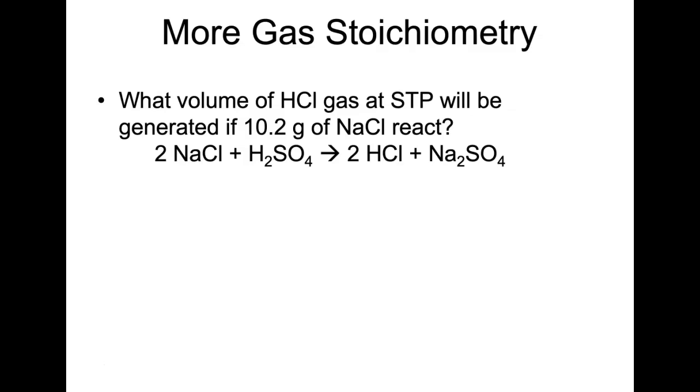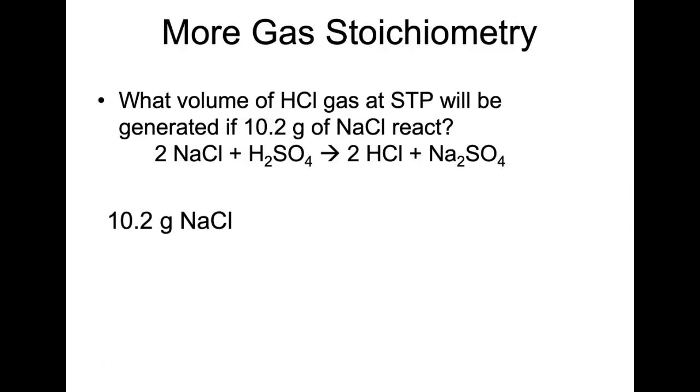And so we have that handy conversion that 1 mole of a gas is 22.4 liters. And so we are going to use that here, but we don't know how much HCl we're making. We do know that we're starting with 10.2 grams of NaCl. And so I'm going to have to use my stoichiometry and go from grams of NaCl to moles of NaCl, then from moles of NaCl to moles of HCl. And then 22.4 liters equaling 1 mole can take me to my volume or my liters of HCl.